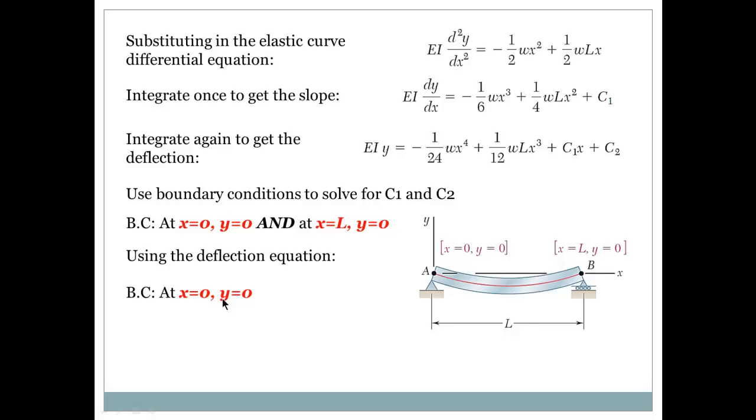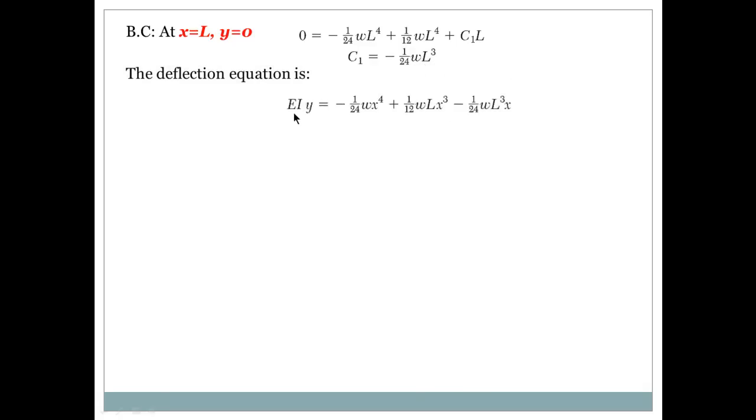At x equals 0, y equals 0. So using this equation, EI y equals 0, we put a 0 here, and if x equals 0, that term goes away, this term goes away, this term goes away, so we end up having C2 equals 0. Now, the second boundary condition, at x equals L, y equals 0. So we said 0 equals, and we remove every single x and we put L instead. We'll end up having this expression. If we solve for C1, it's going to be minus 1 over 24 W L to the third power.